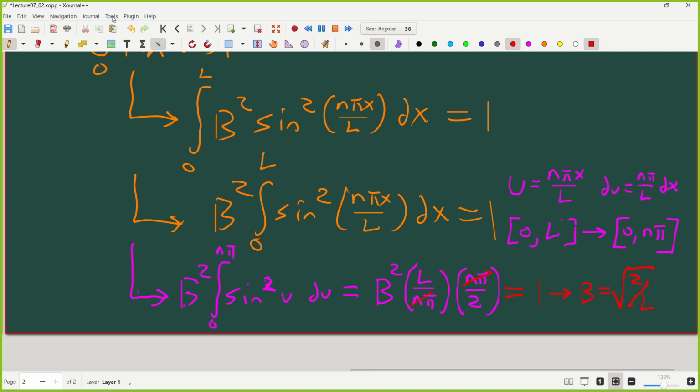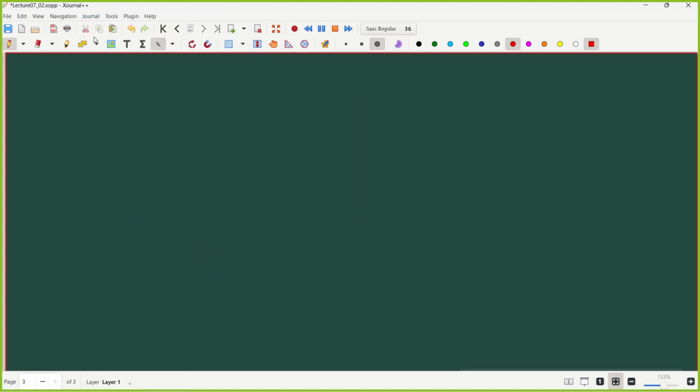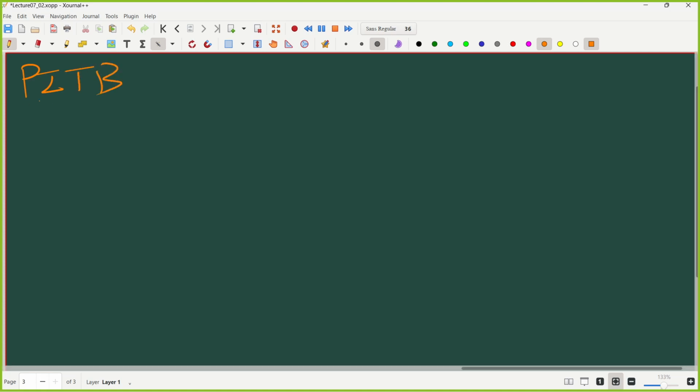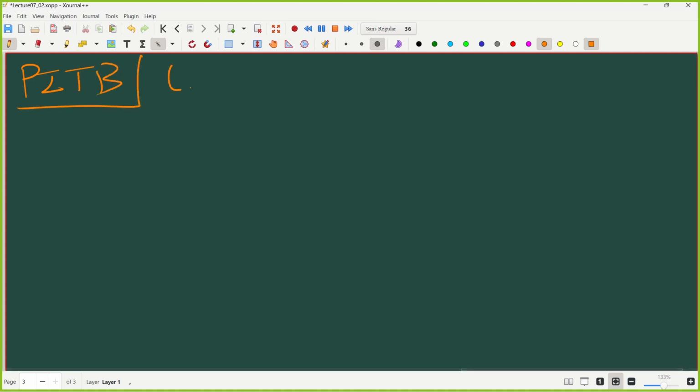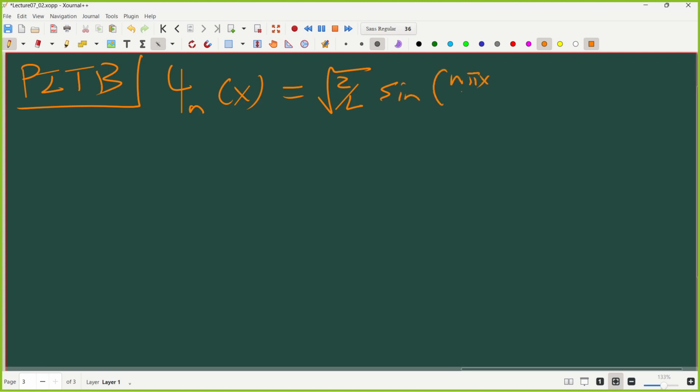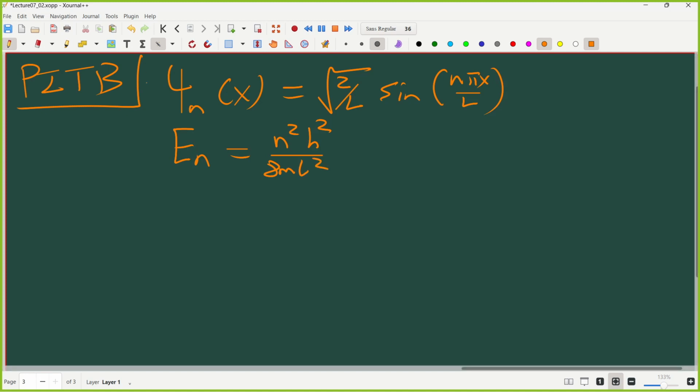All right, so let me just put this all together for you just to have a nice picture. The particle in the, I'm going to call it PITB, pain in the butt, particle in the box. The psi n of x are the wave functions, square root of 2 over L, sine n pi x over L. And our energies are n squared h squared over 8 m L squared. This is our particle in the box solutions. This is the exact solution for the behavior of the system. Exactly.